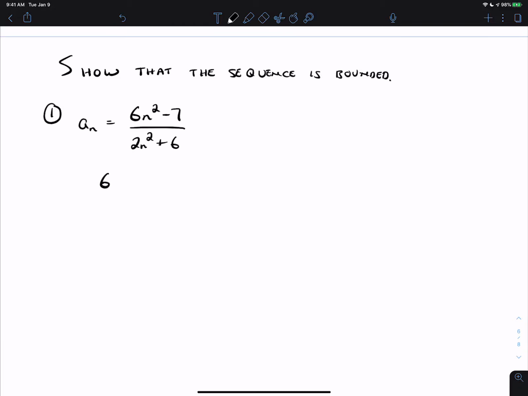So in this case, we can look at the absolute value of a_n first of all. So let's say the absolute value of a_n is the absolute value of (6n squared minus 7) over (2n squared plus 6).